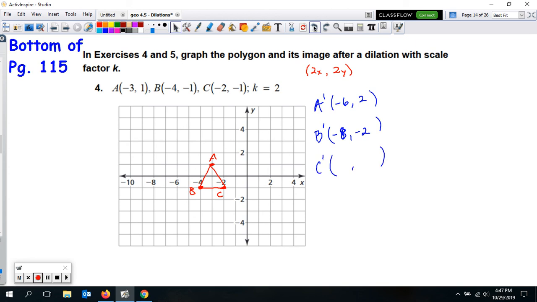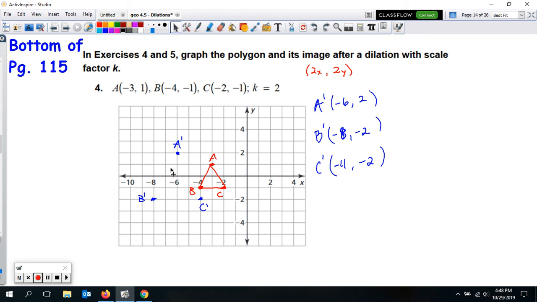And for C prime, -2 times 2 is -4, and -1 times 2 is -2. So here's our new points for our image. We're going to plot each of these, and that will be our dilation. So A prime is -6, 2, right over here, -6 up 2 in that second quadrant. -8, -2 in the third quadrant way over here. And we got -4, -2 for C prime, right here.